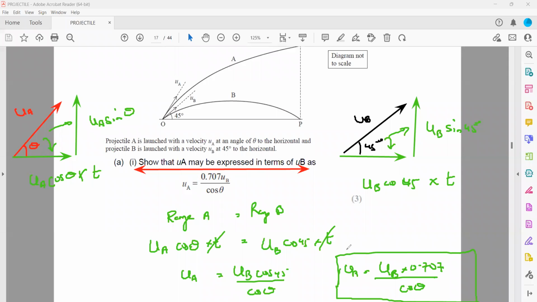We have shown that because they have the same range, speed into time for UA equals speed into time for UB. They will have the same range, not the same speed. Speeds will be different. Ranges are the same. That's why speed into time and speed into time will be equal for both of them. And T cancels with T. So UA cosine theta equals UB cosine 45.